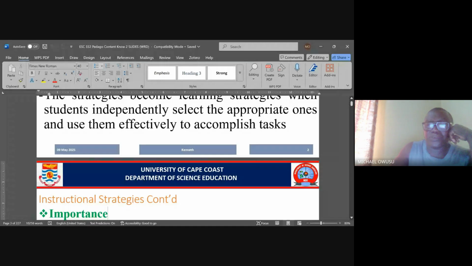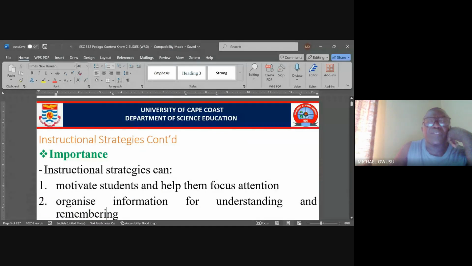How important it is to ourselves. It motivates the students and helps them focus attention. Instructional strategies can motivate them because you're doing your best to give them the necessary push to achieve the specific tasks that they are supposed to achieve. And as a result of you trying to help them with that, it motivates them. It helps them to focus attention.